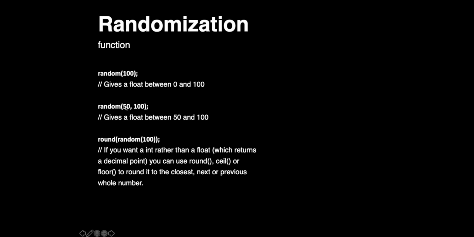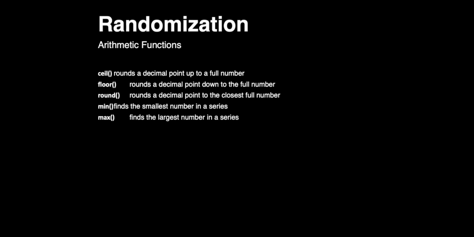So if we say 50 and 100, then it's going to give us a random decimal point value between 50 and 100. If you didn't want to use a decimal value, if you wanted to use a whole number, you can use the round function to wrap around the random function, and that'll just round the value to the nearest whole number. You could also use, instead of round, if you wanted to use ceil, it'll round all the way up, regardless of where the decimal point lands, to the highest whole number.